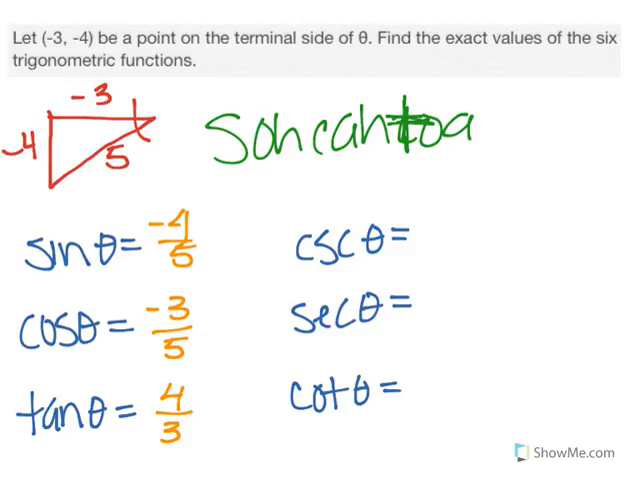Cosecant is the inverse of sine, so we're going to have -5/4 here. Secant, we're going to have -5/3 because that's the inverse of cosine. And cotangent is going to be 3/4. And that's all she wrote.